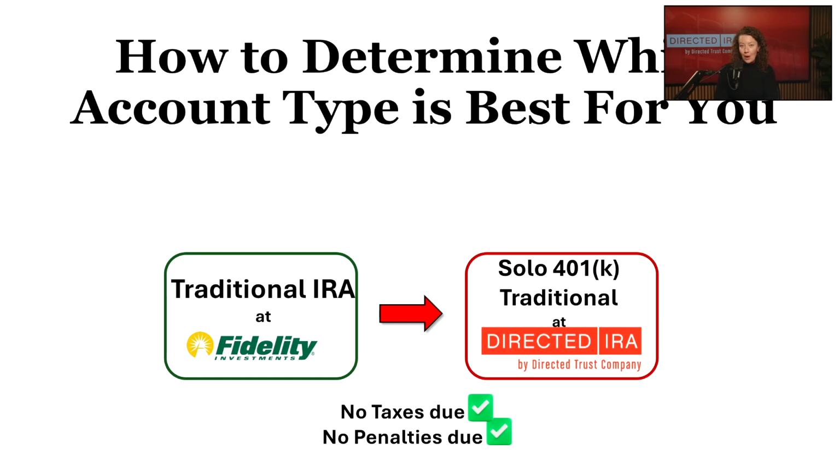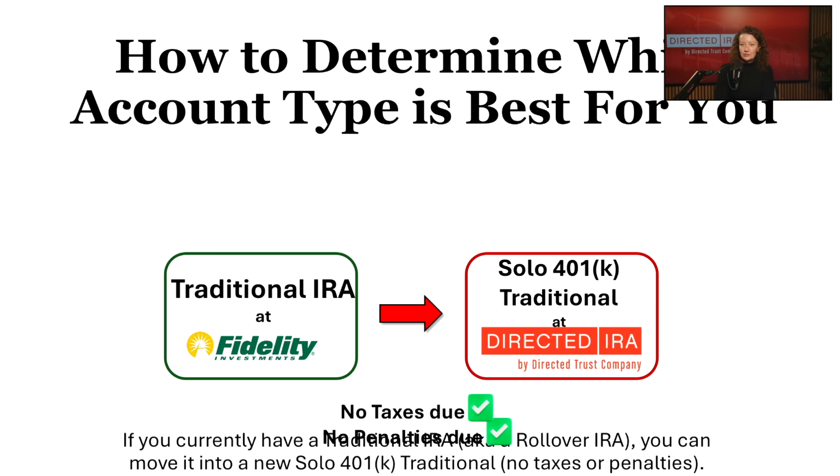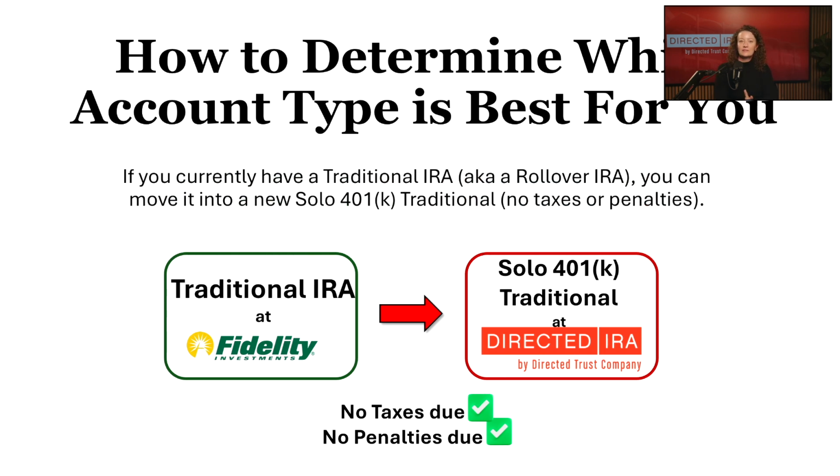Next up, we're going to talk a little bit about moving money between different types of accounts. Maybe you've got a traditional IRA over at Fidelity and you've got your eye on the solo 401k traditional. That is absolutely permissible to do. And that's because both kinds of accounts have the same tax treatment. The traditional IRA is pre-tax and it grows tax deferred. The solo 401k is pre-tax and it grows tax deferred. Because of that, you can take your traditional IRA at Fidelity and roll it into a solo 401k traditional here with us. No taxes due, no penalties due. I'm seeing a trend. There's no taxes or penalties due for most of this, which is fabulous because we get that question all the time.